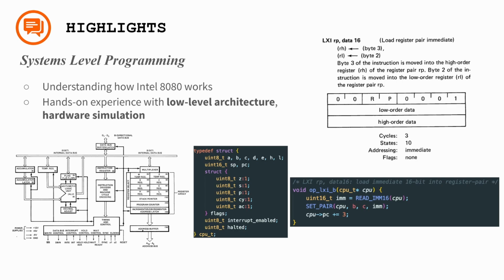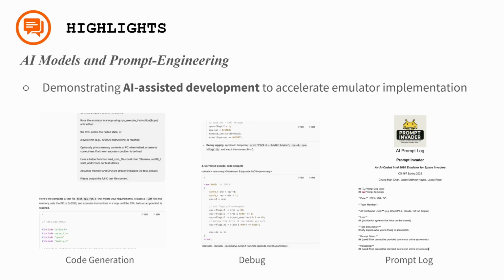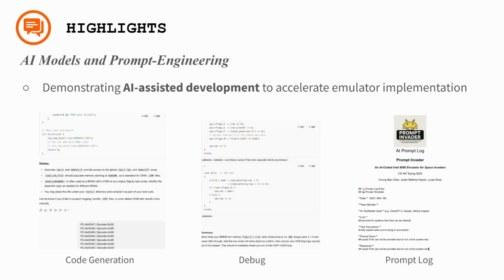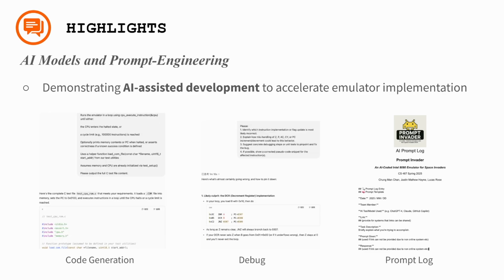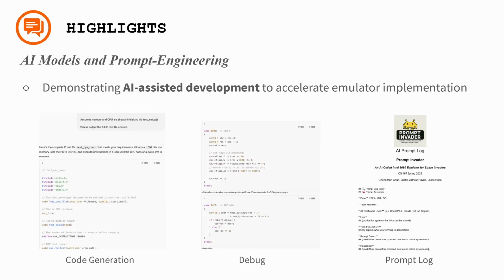AI-assisted development. One of our key goals was to explore the practical capabilities of AI coding assistance in real-world systems programming. Each model brought strengths and limitations, and we experimented with prompt structure, context windows, and iterative refinement to produce quality output. What made this interesting was that no single prompt or model could solve everything.